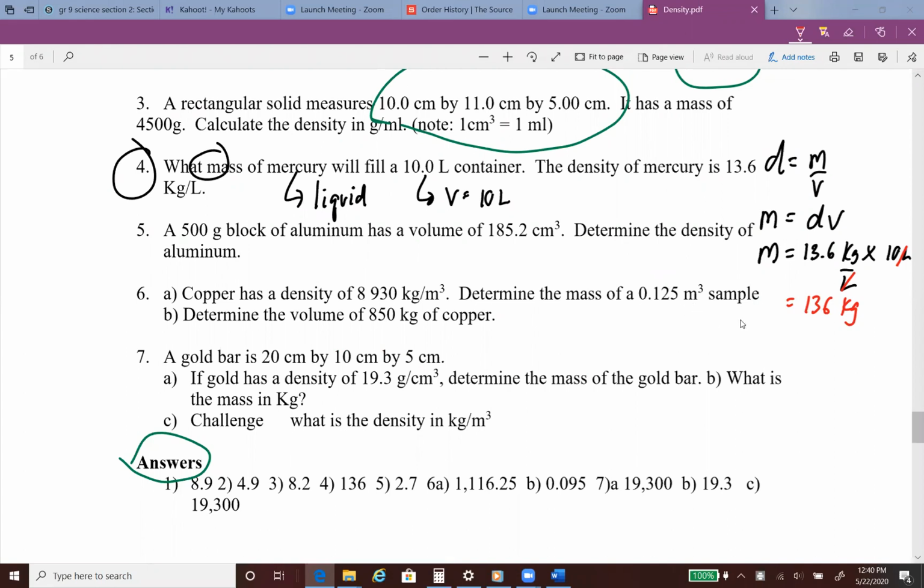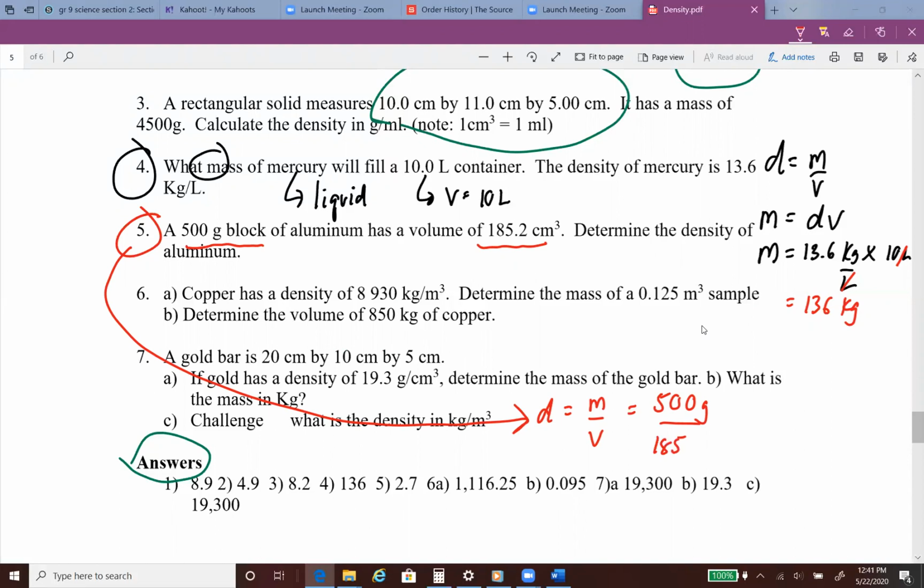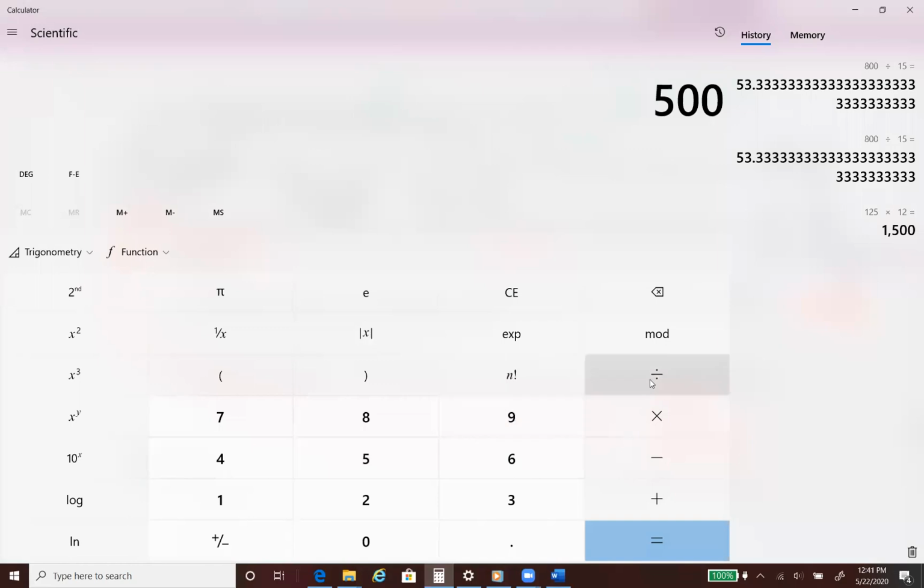We can look at a question like number 5, where you're being asked to calculate the density. So in this case, we have the mass of the aluminum and we have its volume. So let me work it out over here, okay? The density would be its mass over its volume. Its mass is 500 grams. Its volume is 185.2 centimeters cubed.